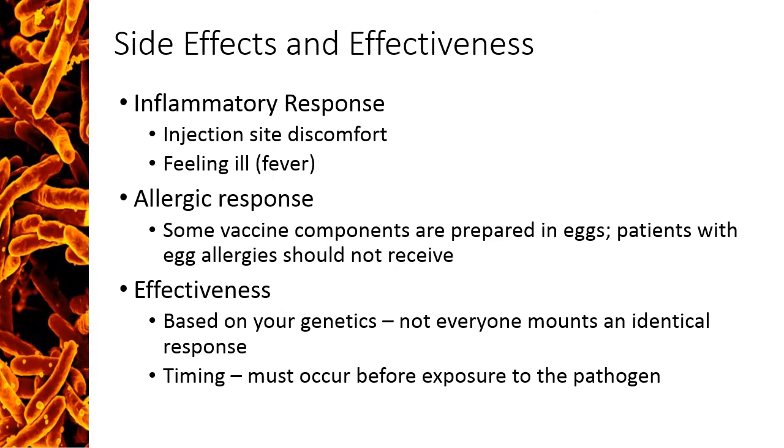And the other key is timing. So if you remember, that primary response takes a while to induce your adaptive immune response, about 10 days or so. This means that if you get, say, the influenza vaccine, and the very next day you're exposed to someone with the flu, that vaccine isn't protecting you yet. So there's a good chance you might get the flu.